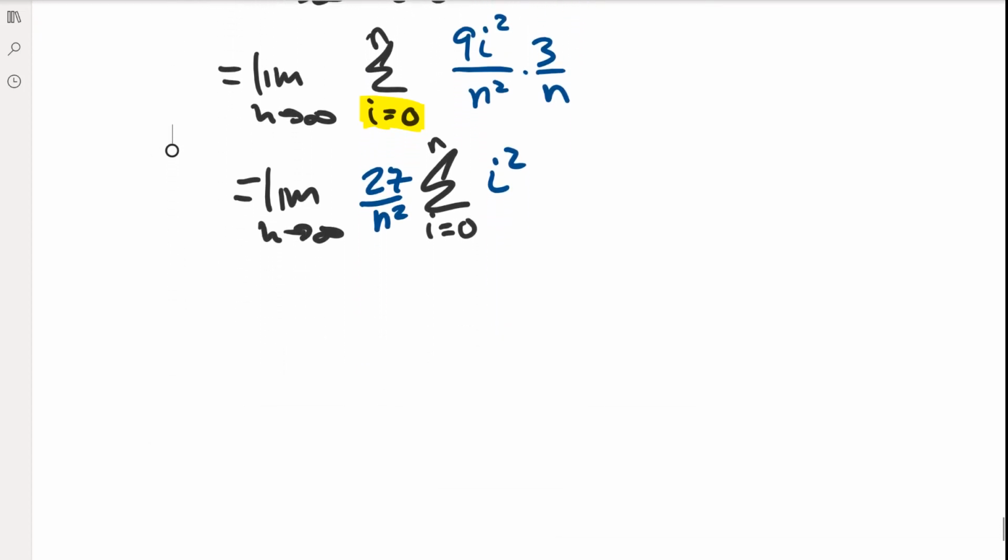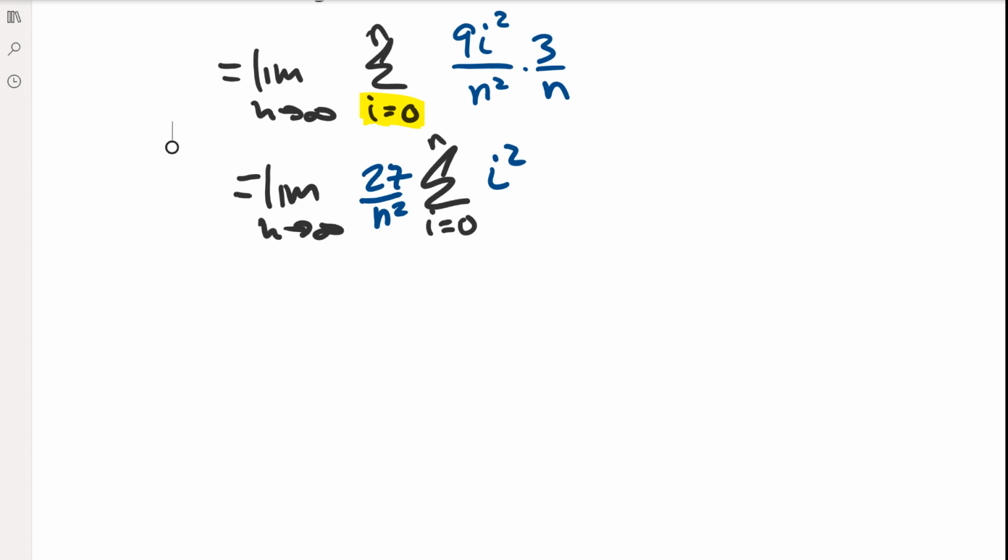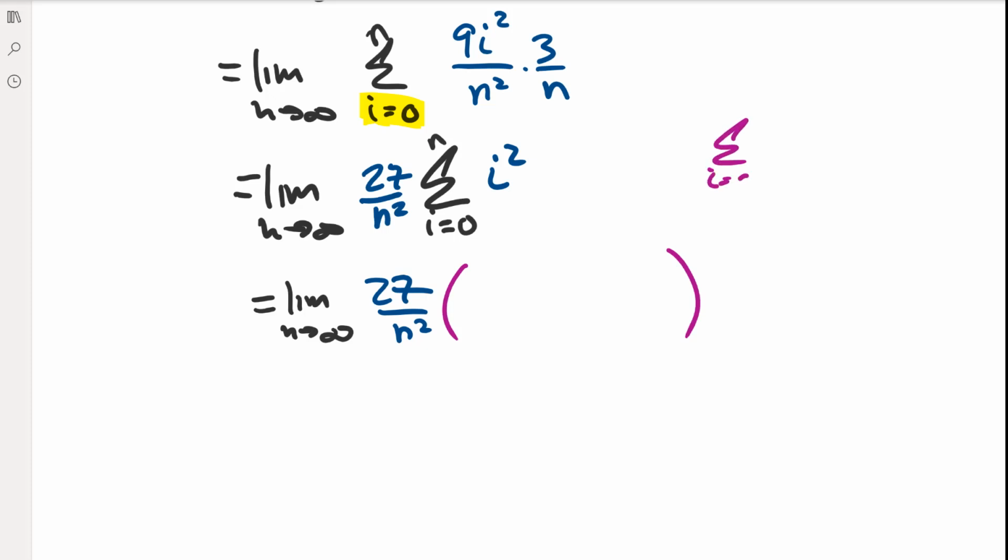Well, we have a formula for what the sum of i squared is. Let's go right through. This is equal to the limit as n goes to infinity of 27 over n cubed, and now we're just going to replace what's inside here with what this equals. The sum of i squared is just going to be equal to n times n plus 1 times 2n plus 1 all over 6. So that's what we're going to replace it with.